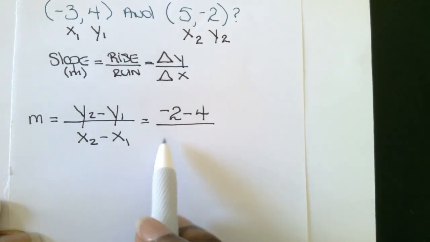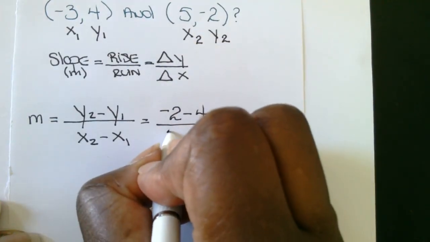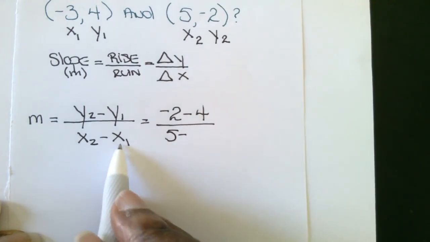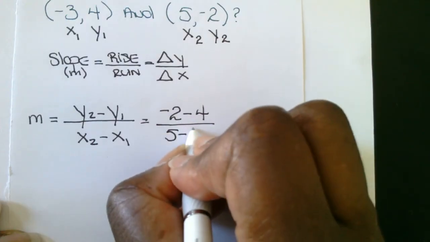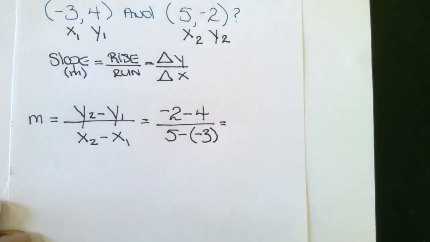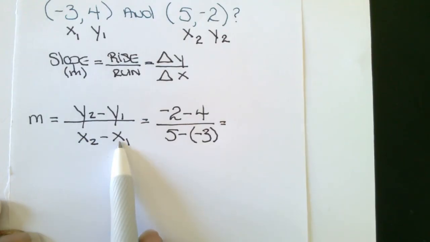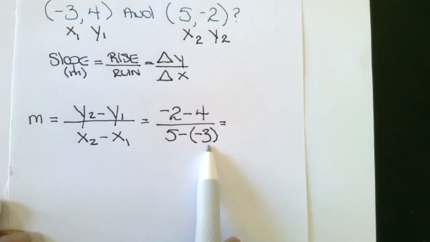Okay. So for my denominator, my x sub 2, the x in the second point, is 5, minus the x in the first point, which is negative 3. This is where a lot of people go wrong. When you substitute for the x, you're not replacing the minus sign. You're still subtracting those two terms. So you're only replacing for the x sub 1. That's where that negative 3 is. And anytime I substitute a negative in, I always put parentheses around. Okay?